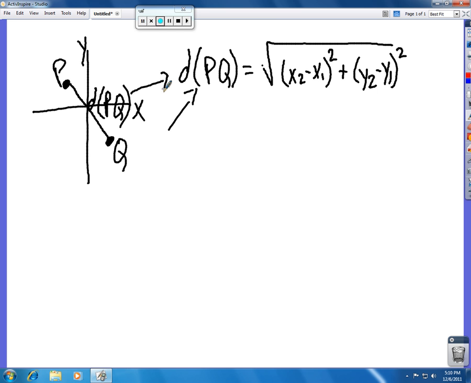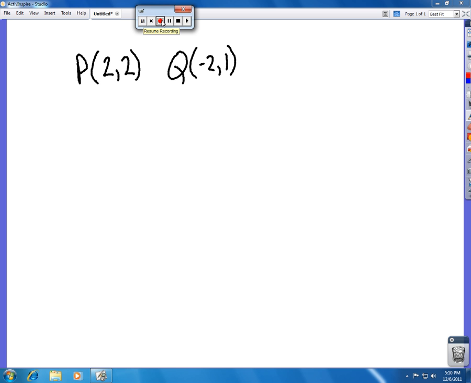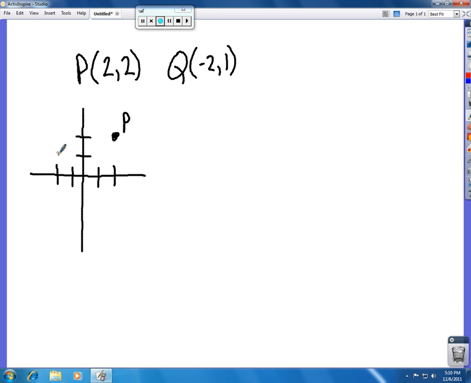Okay, now I'll do a quick example. So we've got 2 points, P and Q again, and we've got 2, 2, so 1, 2, 1, 2. We've got a point right here, which is P. Then we have Q, which is negative 2, 1. So we want to calculate the distance between these 2 points right here. We want this distance.